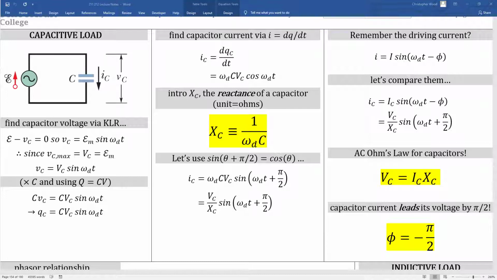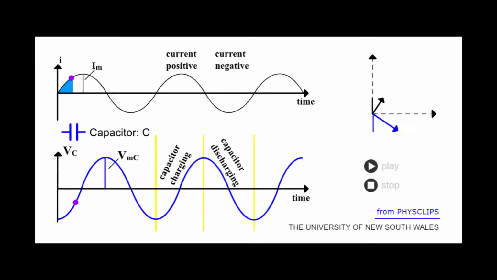We need to talk about phase shift. Capacitor current leads its voltage by pi over 2 radians. This animated phasor diagram shows the relationship between capacitor current and capacitor voltage. Both the phasors are rotating counterclockwise, again by convention. And you can see that here for the capacitor, the black current phasor leads the blue voltage phasor by 90 degrees. Once again, the length of both these phasors indicates the maximum value of current and voltage. And at any moment in time, t, their projection onto the y-axis indicates their values at that instant.